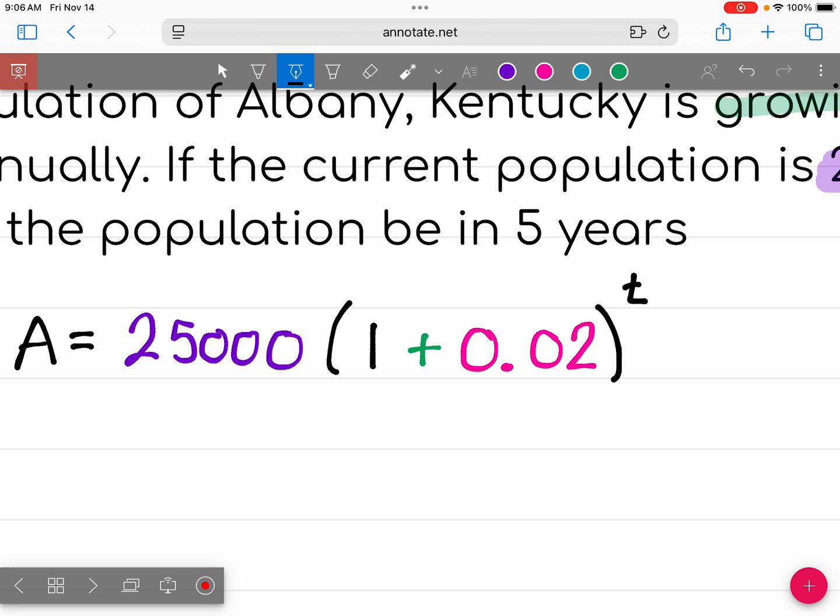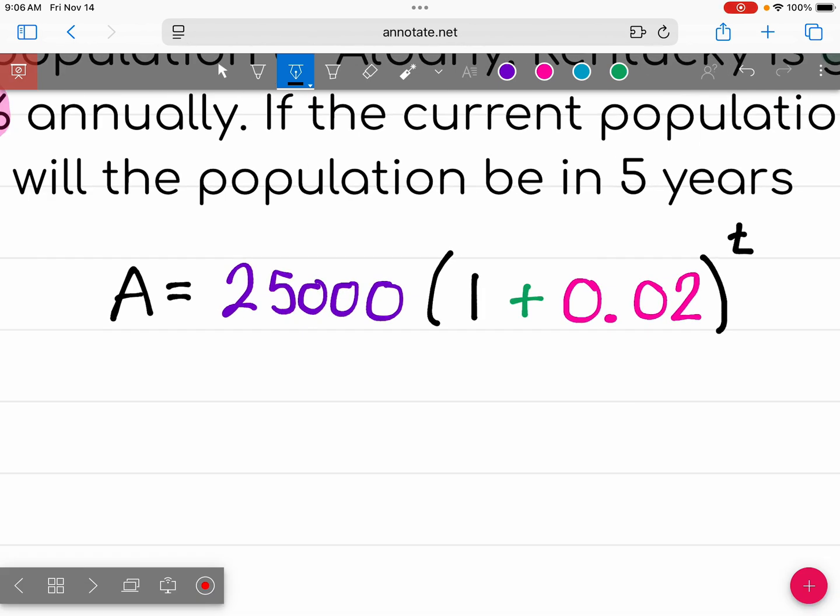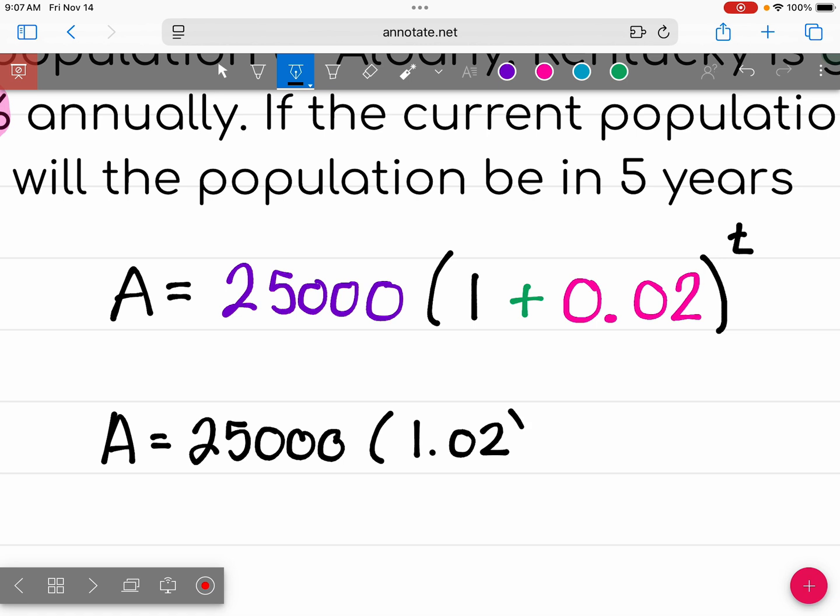I could simplify this a little bit. I could add together my numbers in the parentheses. That's totally fine. I could put it as 1.02. So we could simplify this a little bit. I'm just filling a little bit of time here to give you guys a little bit more time to write. 1.02 to the t. That is also another generic equation.